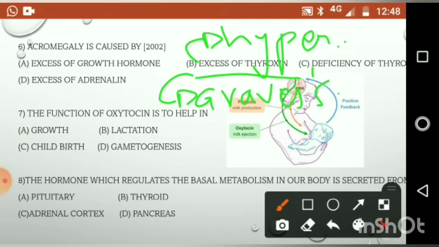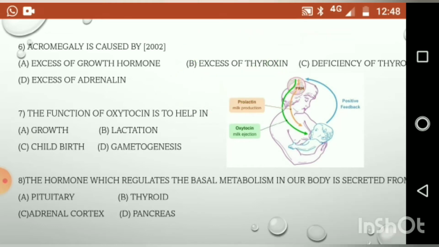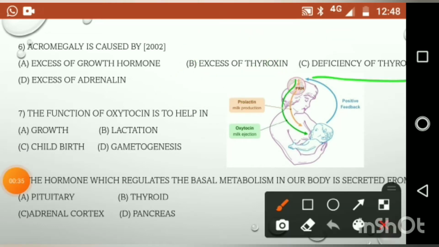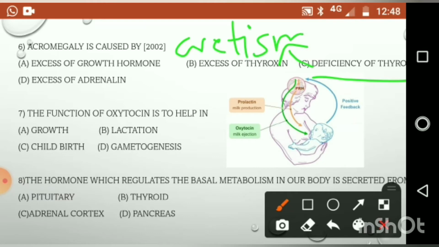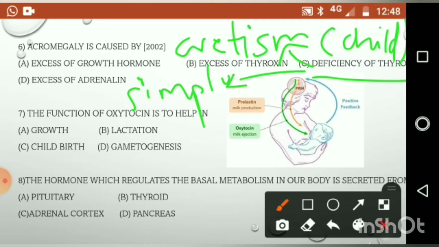Okay, that is called Graves disease. Next option which we have is deficiency of thyroxine. Deficiency of thyroxine causes cretinism in children, and the other one is it causes simple goiter, which is also called endemic goiter. Now why is it called endemic goiter?